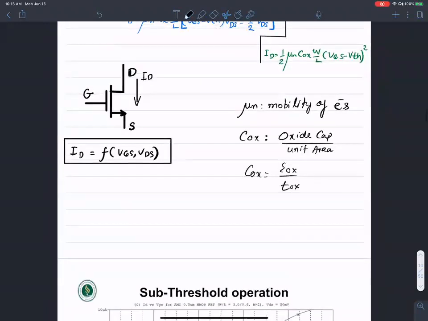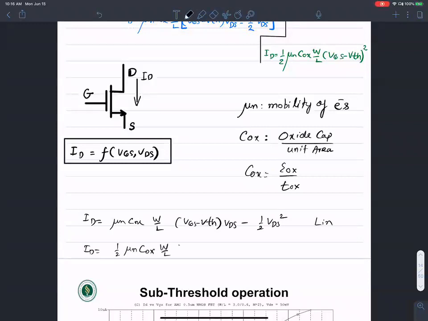So in the linear region, ID is mu n C oxide W over L (VGS minus VTH) VDS minus 1/2 VDS squared. In the saturation region, ID is simply 1/2 mu n C oxide W over L (VGS minus VTH) the whole squared. This is not a perfect equation. We are going to enhance it a little bit more.